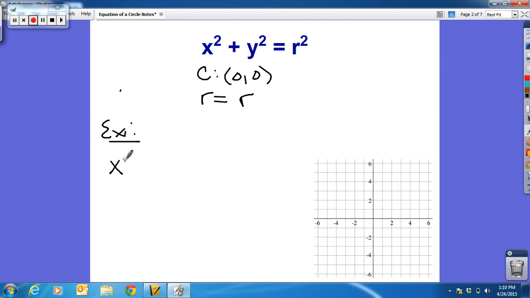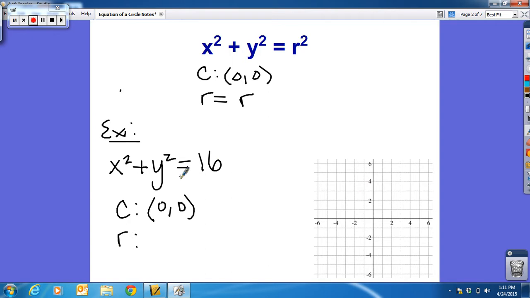You would see something like x squared plus y squared equals 16. So that means that the center, if I would ask you to find the center, is 0, 0. And the radius is going to be equal to the square root of this number, and the square root of this number would be 4, so the radius of this is 4.